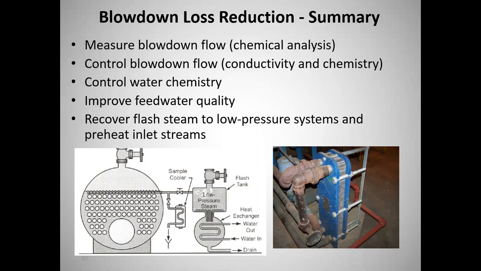We also show a sample cooler. When they take these samples, they just have a little bleed line, and that usually goes through a little box that has some cool water running through it, just to cool it off so it doesn't burn the technician, the guy that's actually working with it, because it's pretty hot when it comes out there. And then you do your analysis on it and then toss that little bit away.